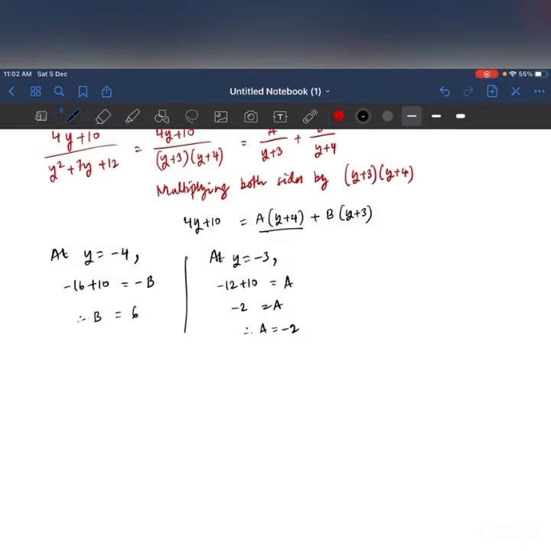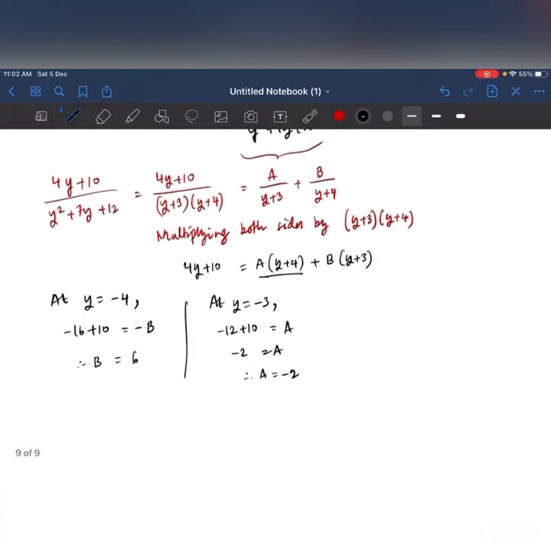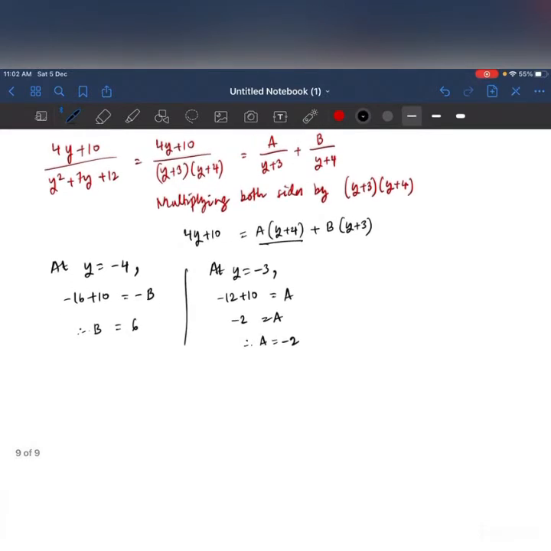Now we will basically write this one. So my given expression (4y plus 10) divided by (y plus 3)(y plus 4) can be written as minus 2 by (y plus 3) plus 6 by (y plus 4).